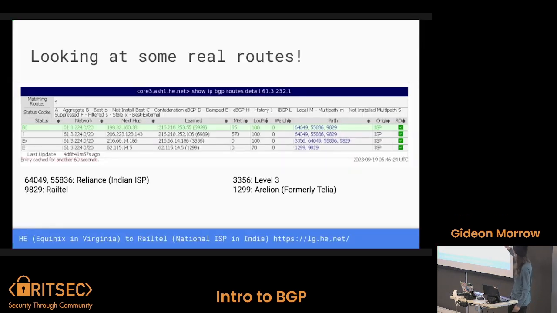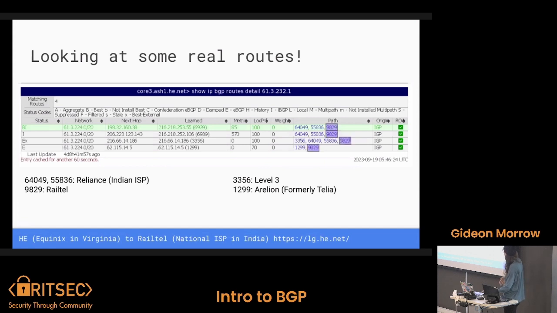So let's look at some real routes here. Now this looks a bit overwhelming. This is from the Hurricane Electric Looking Glass. Although any ISP has a looking glass, Hurricane Electric's is pretty cool generally. And so this might look pretty complicated. This is going from a server in Equinix to Railtel, which is a national ISP in India.